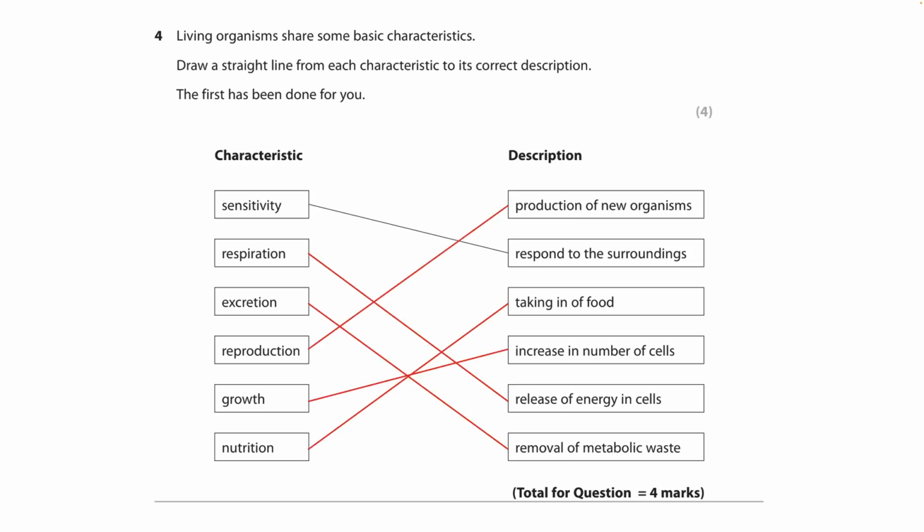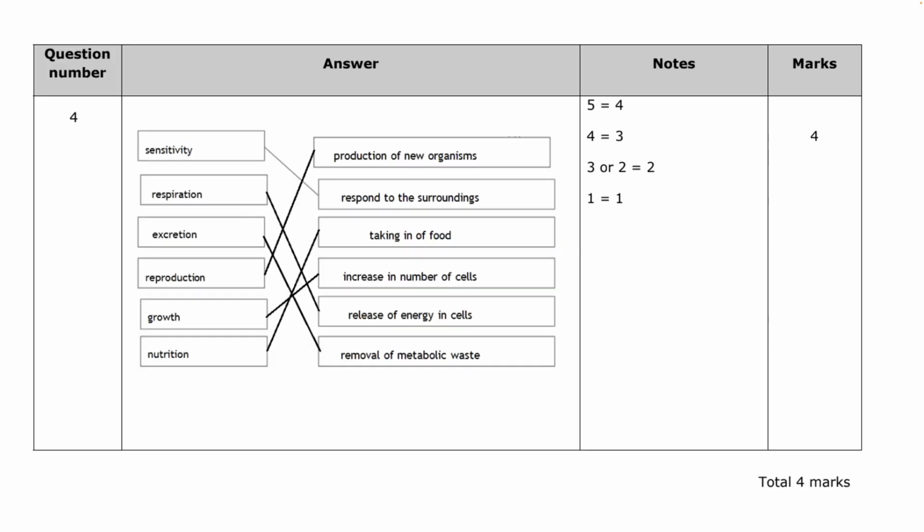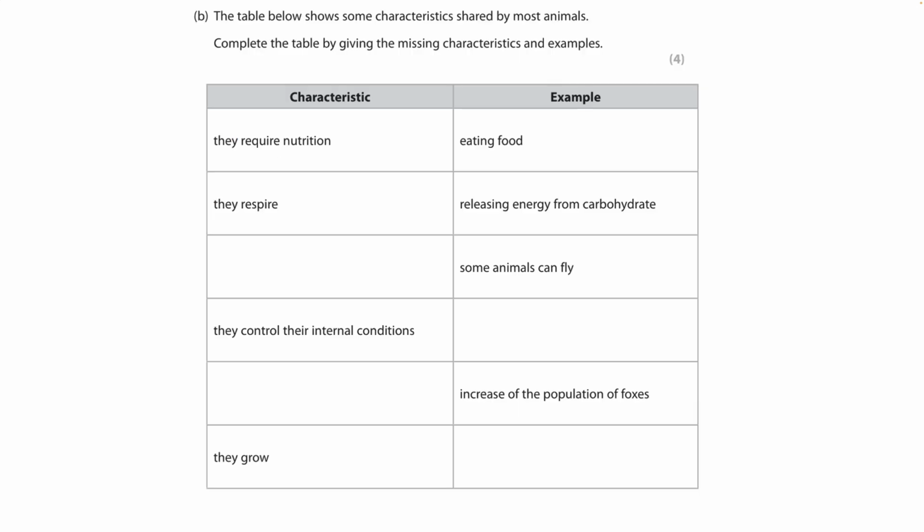Alright, this is a solution to the first question. It makes sense because we know that respiration is the release of energy, excretion is the removal of metabolic waste, reproduction is the production of new organisms, growth is the increase in number of cells, nutrition is the taking in of food. Here's the marks team to check how many marks you got. And now, have a go at this second question.